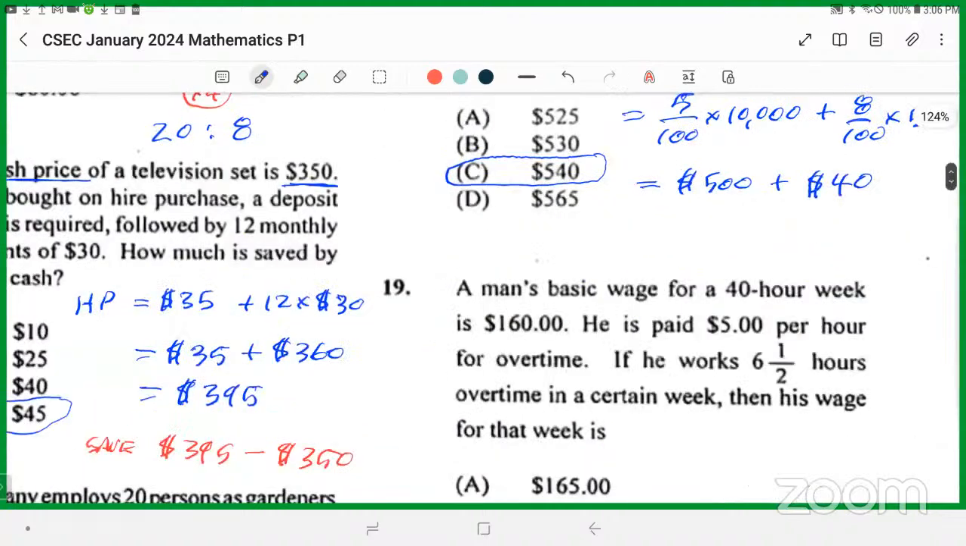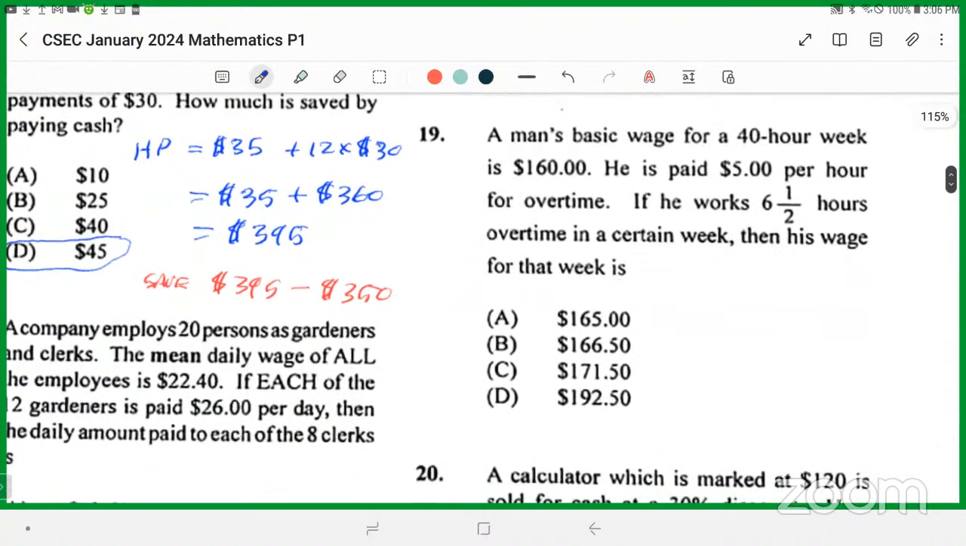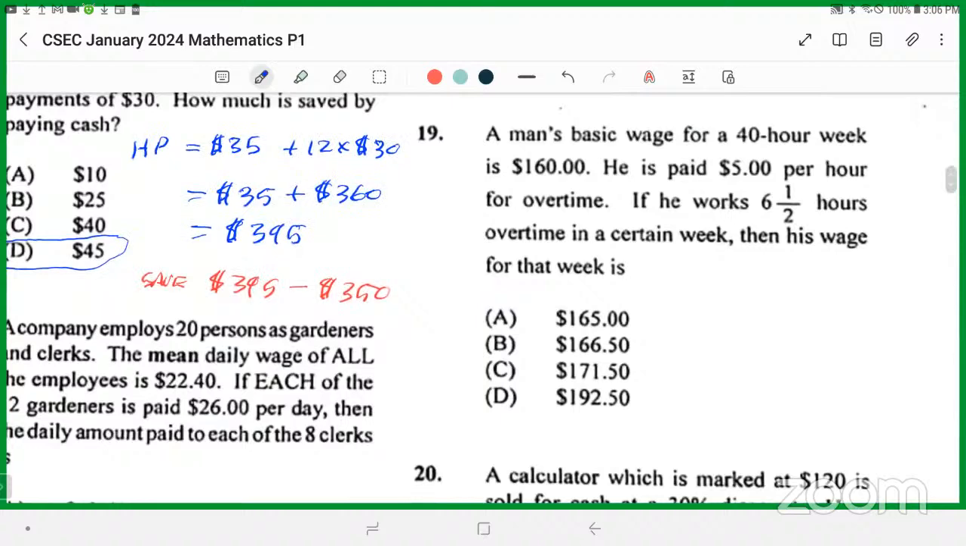All right, next question says, a man's basic wage for a 40-hour week is $160. He is paid $5 per hour overtime. So this is the overtime rate. If he works 6.5 hours overtime in a certain week, then his wage is what? So his wage is going to be the basic pay plus the overtime pay. The basic pay is 160, so we can write that down first, 160. Plus, the overtime pay is 6.5 hours times $5.